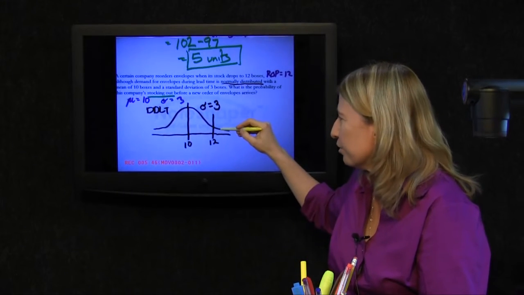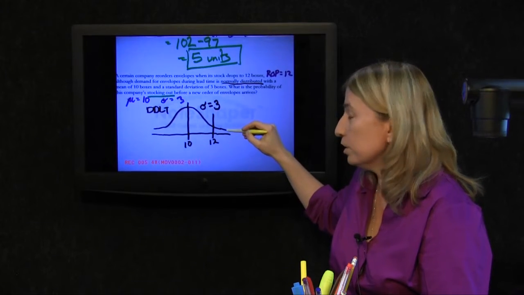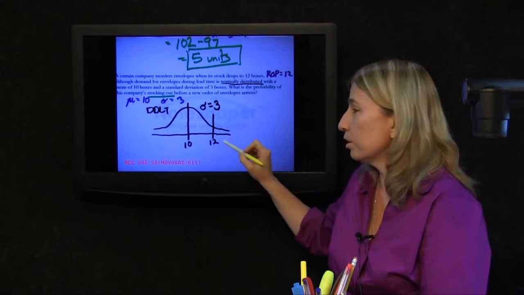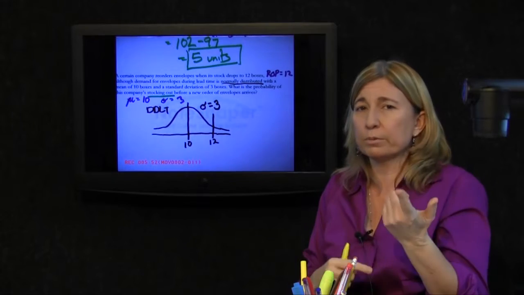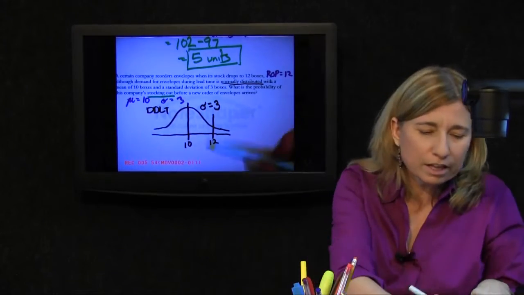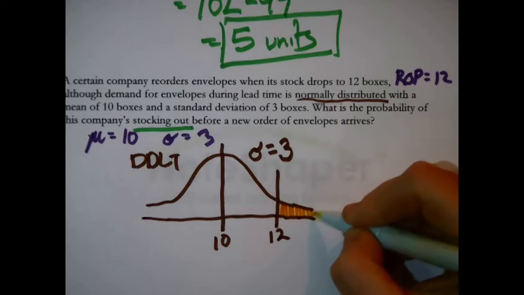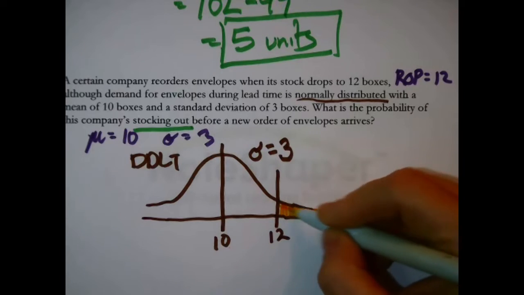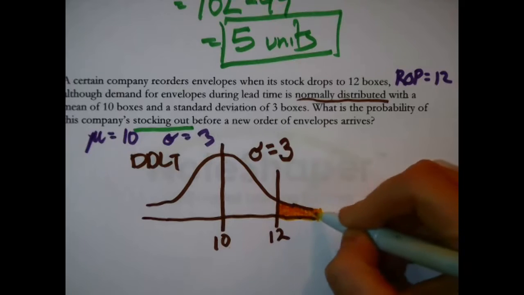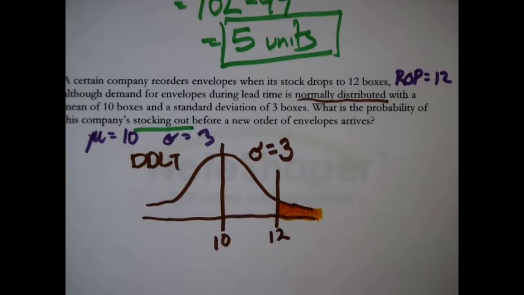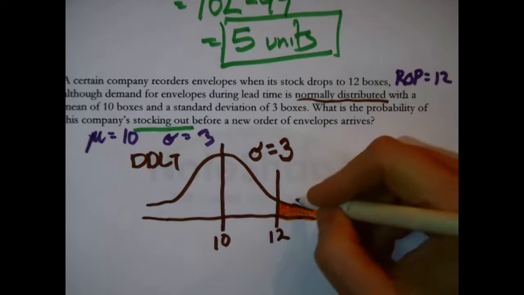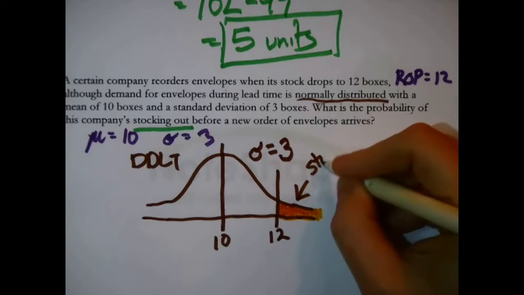And the height of the curve over any one number down here is telling you the probability of that particular value, which means that the area of the curve to the right is indicating the overall proportion of times that that happened, which is a visual representation of the so-called stock out risk.